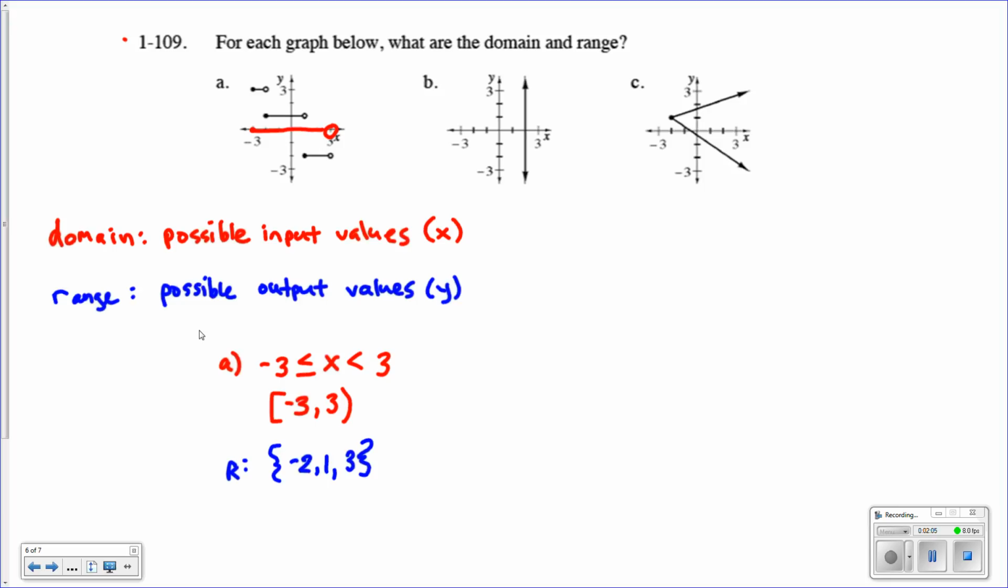Next one here, I'm actually going to throw in my little d there. We've got our domain. Well, as you go from left to right, the only points above or below the x-axis are all on the same line. So we're going to end up saying there that the domain is going to be 2, because every point on this line has the same x-coordinate of 2.